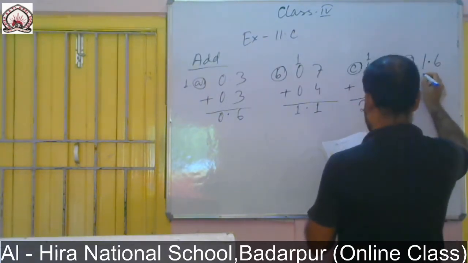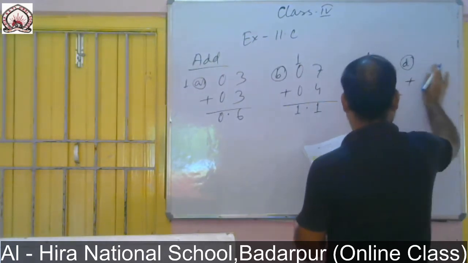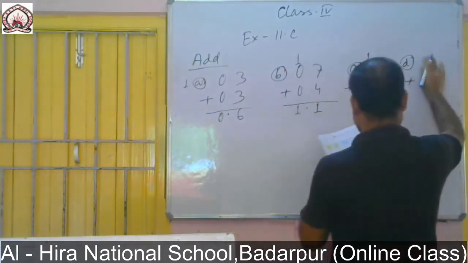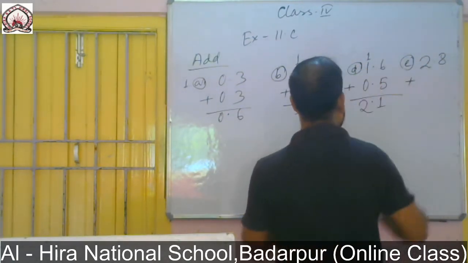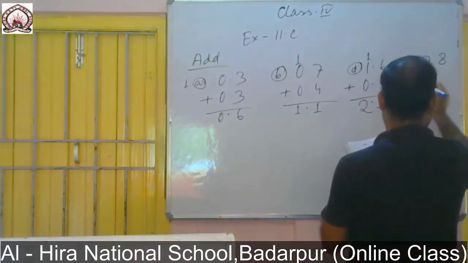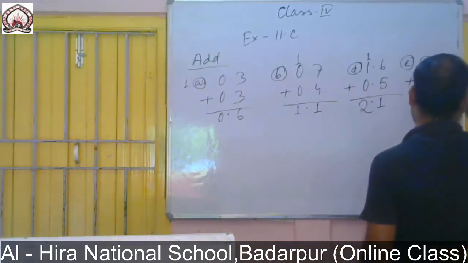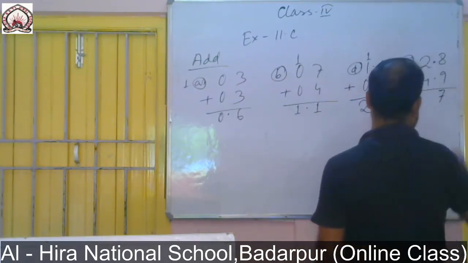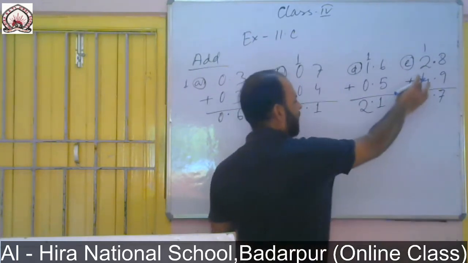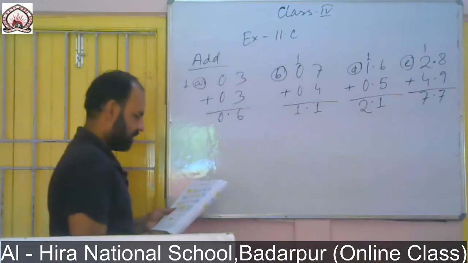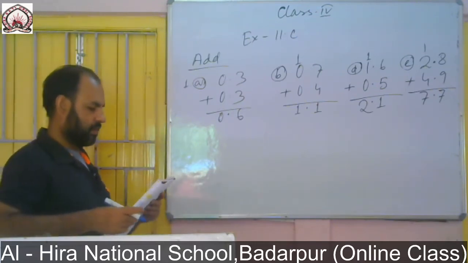2.8 plus 4.9. Here 8 plus 9 is equal to 17. Write 7 and 1 in hand, the point is there straight. So here 2 plus 1 is equal to 3, 3 plus 4 is equal to 7. Answer is 7.7. Next question number 2.